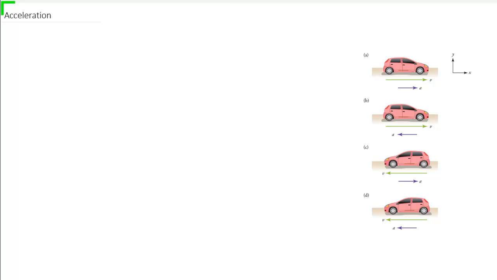Now let's take a look at acceleration. It's very similar to how velocity was defined. Acceleration, a, is a vector quantity, and it is defined to be how the velocity changes with time, so the rate at which our velocity changes. And since velocity was a vector, a change in velocity is a vector, and therefore acceleration is a vector as well.